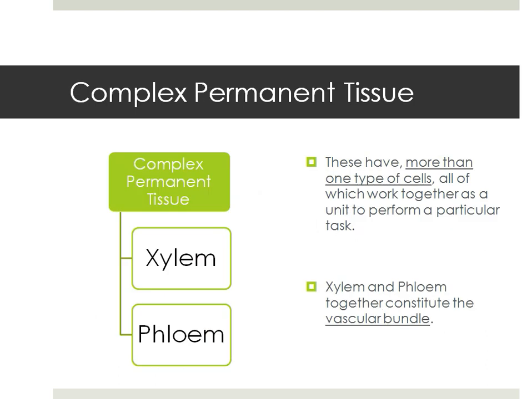What are complex permanent tissues? Now, whatever the tissues we have studied so far consisted of only single kinds of cells. Now, complex permanent tissues are composed of multiple kinds of cells. They are xylem and phloem.